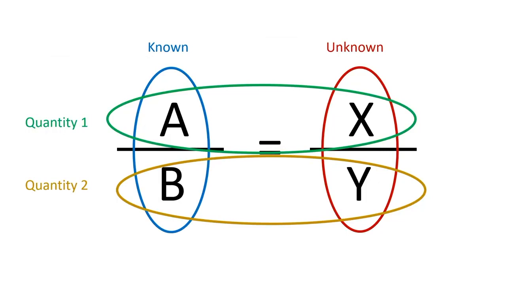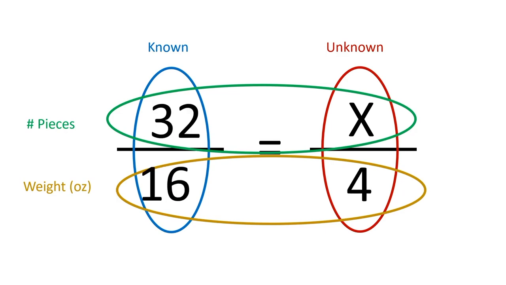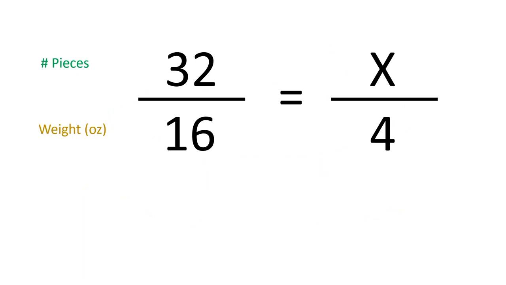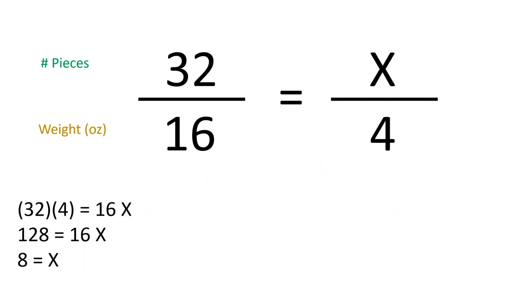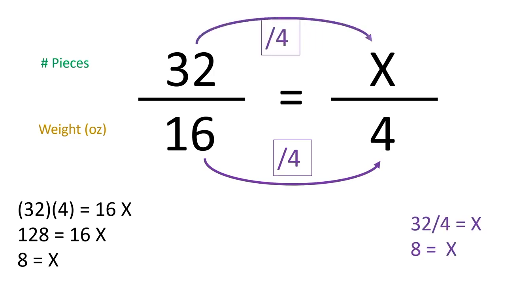We set up our ratio with the number of pieces on the top and the weight on the bottom. The known values go on the left and the unknown on the right. Now let's solve it. Cross multiplying will give us the answer, but it requires us to multiply 32 by 4 and then divide by 16. That's more math than I want to do. Looking for patterns, I can see that we can get from 16 to 4 by dividing by 4. 32 divided by 4 is 8.